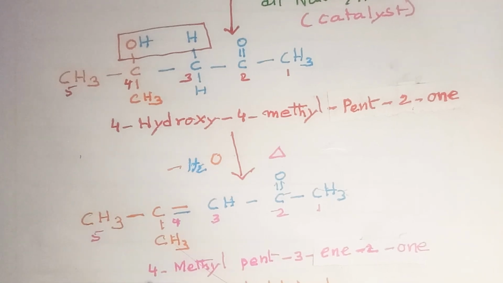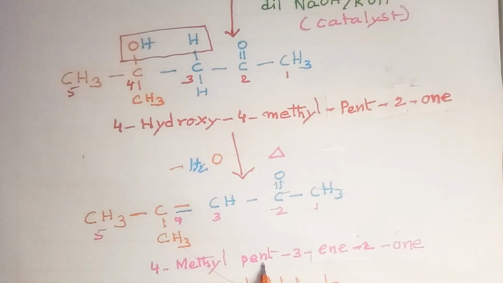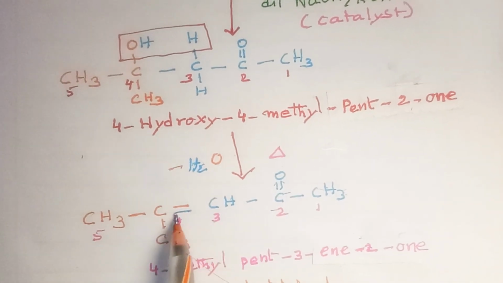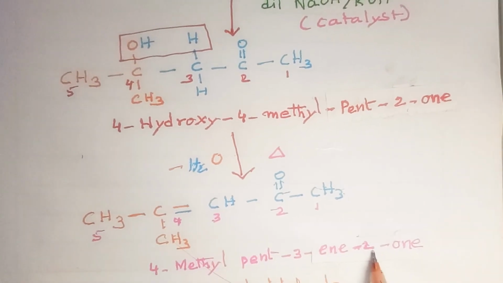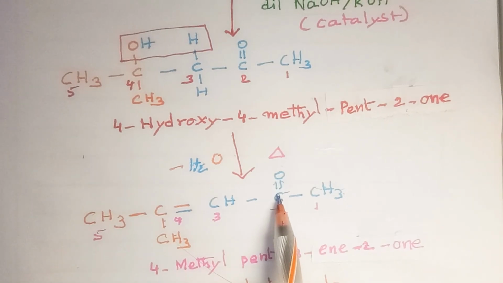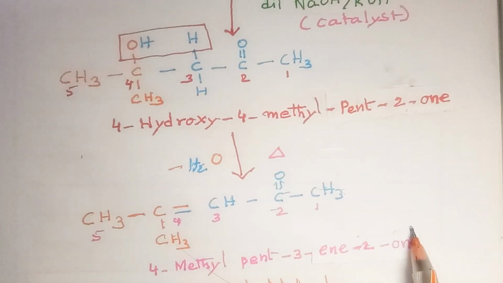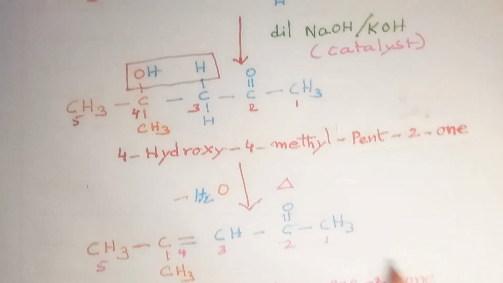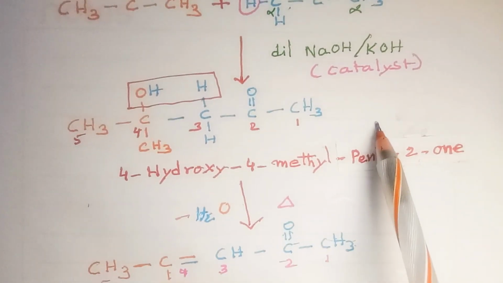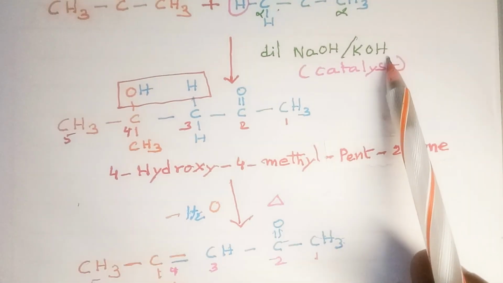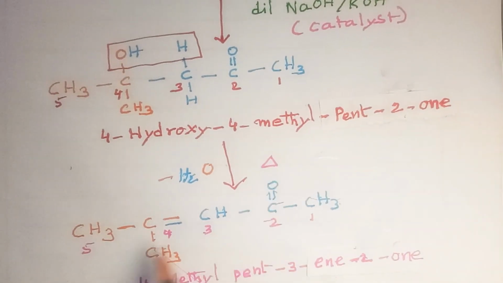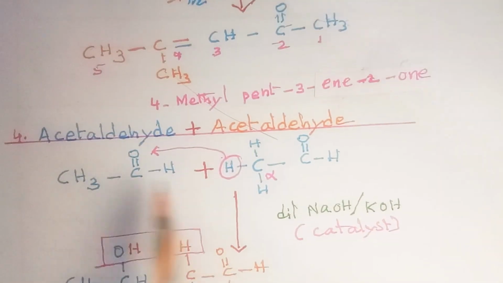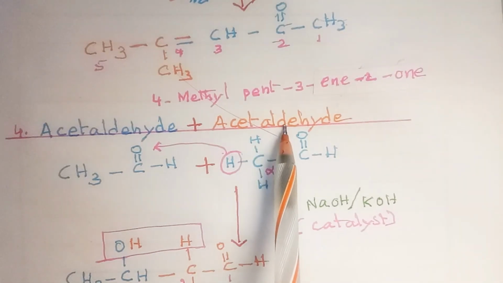So it is called 4-methylpent-3-ene because the double bond is between the 3rd and 4th carbon, 2-one because the ketone group is present on the 2nd carbon atom. This is the aldol condensation product. This is the aldol formation product when treated with dilute alkali. When the aldol formation product is heated, it gives the aldol condensation product. Let us see what happens when acetaldehyde reacts with another acetaldehyde.